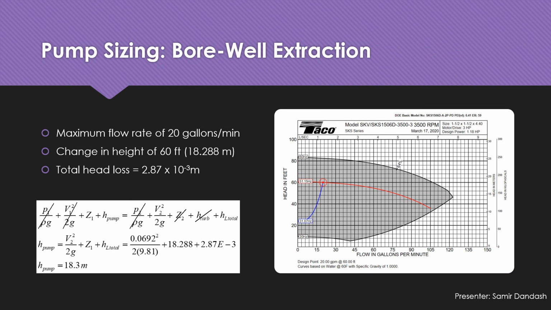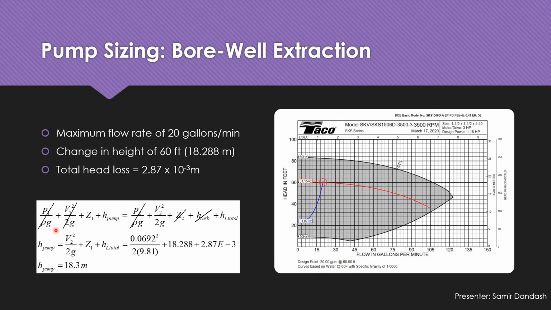The borewell extraction pump, which supplies water from the borewell to the storage tank, was sized depending on a maximum extraction rate of 20 gallons per minute, a borewell depth of 60 feet, and a total head loss that corresponds to the different types of fittings and pipe material we chose.